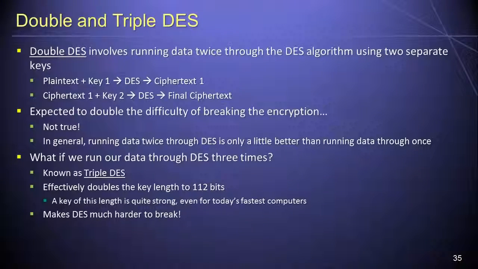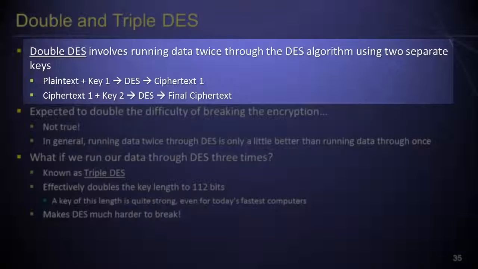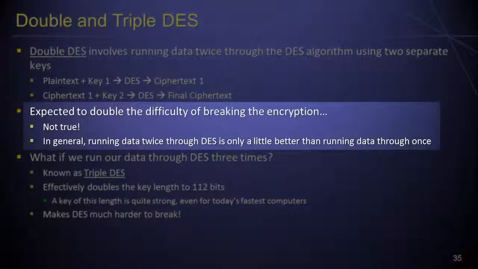In an effort to better secure their valuable data, many organizations adopted a process known as double DES, which simply involves running data twice through the DES algorithm using 2 separate keys. As an example, a plain text message might be run through the DES algorithm using key number 1. The resulting ciphertext would then be run through the DES algorithm again using key number 2 in order to produce the final ciphertext. This strategy was expected to double the strength of the encryption, but later detailed analyses showed that this was not true. On the contrary, it was concluded by researchers that running data twice through the DES algorithm provided only slightly better security than running data through the algorithm just once.